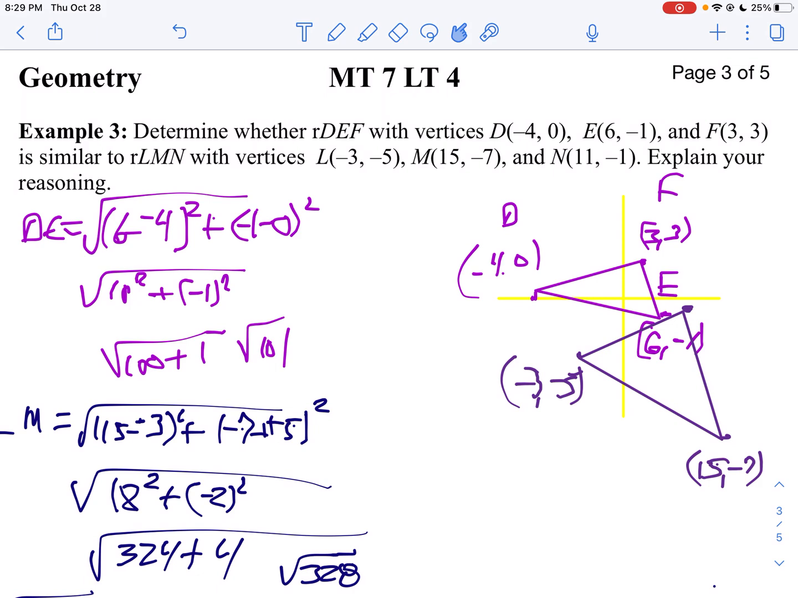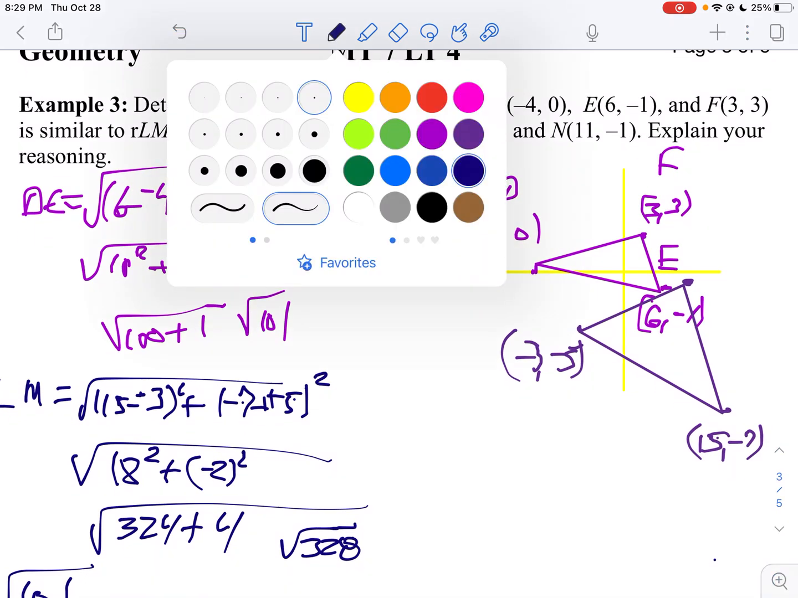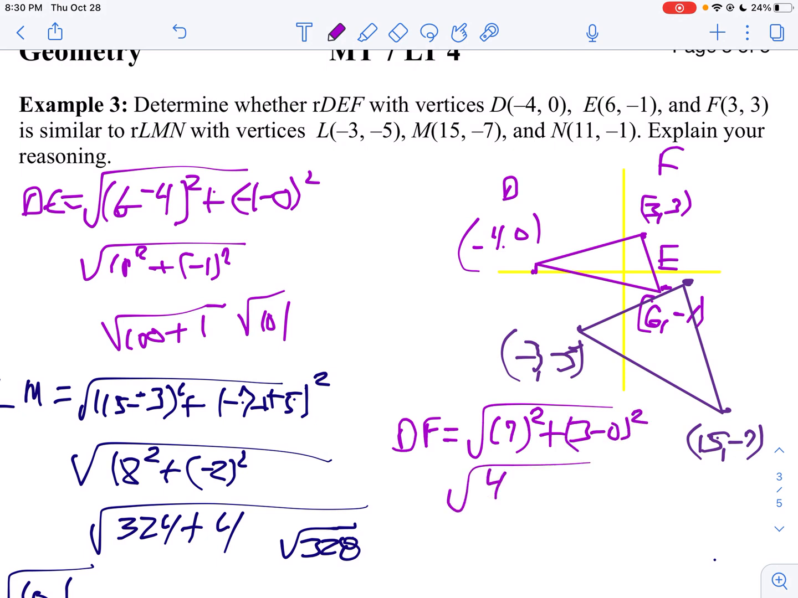Now we'll take a look at another pair of sides. Let's do the length from D to F. So D to F would be 3 minus a negative 4, so that would be 7 squared, plus 3 minus 0 squared. So we're going to get 49 plus 9, which would be the square root of 58.